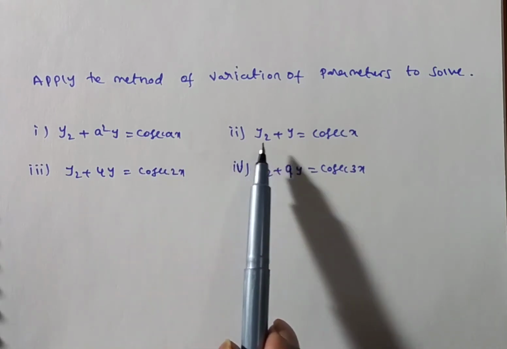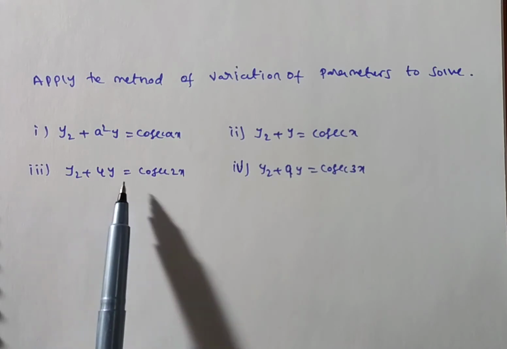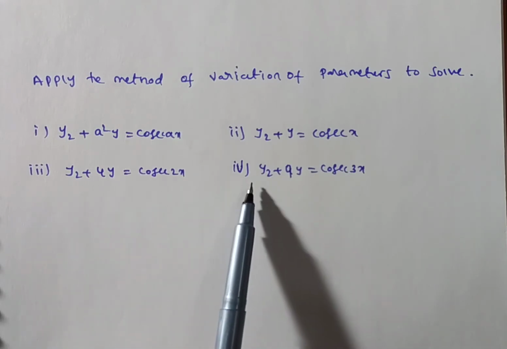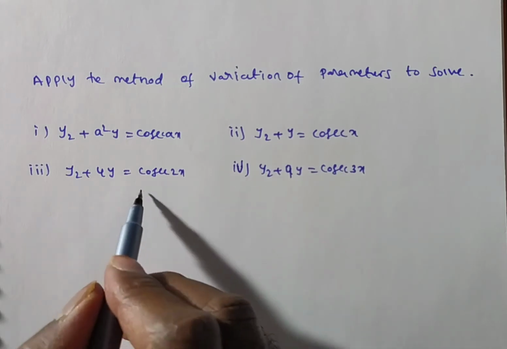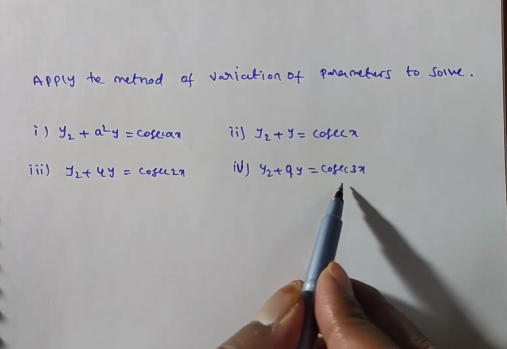The second problem is y'' + y = cosec x. The third problem is y'' + 4y = cosec 2x. The fourth one is y'' + 9y = cosec 3x.